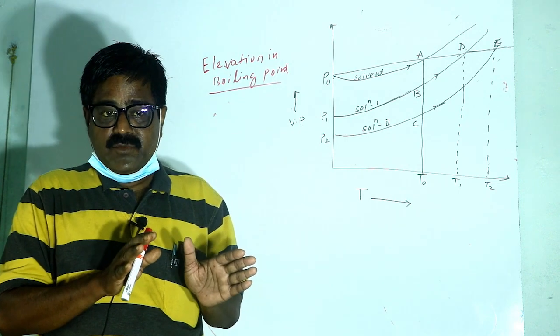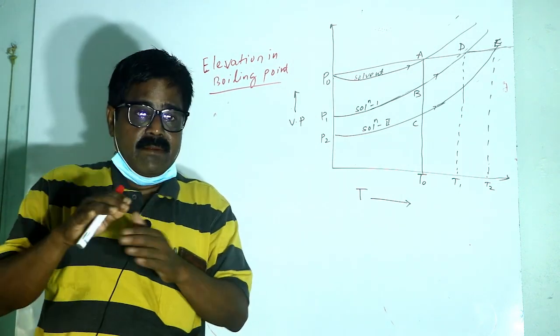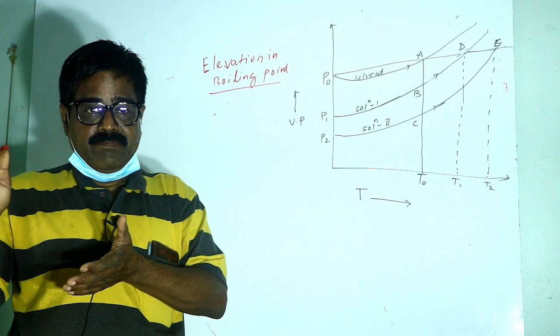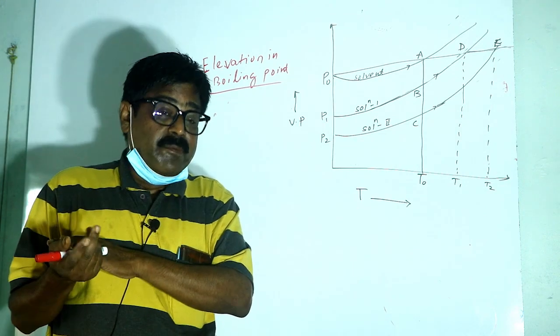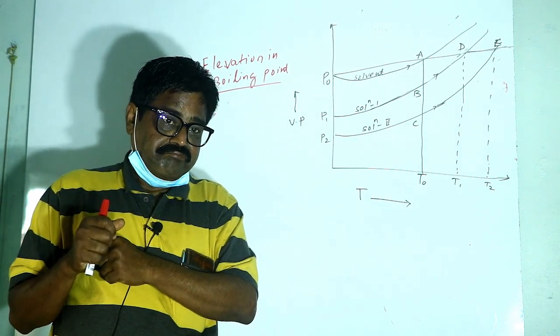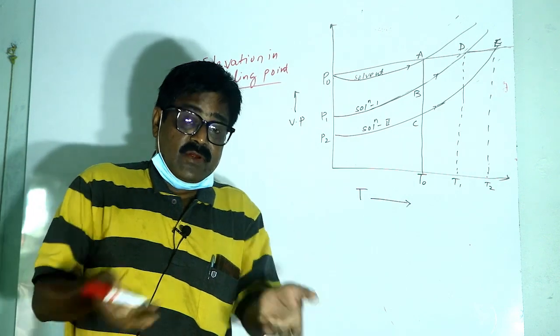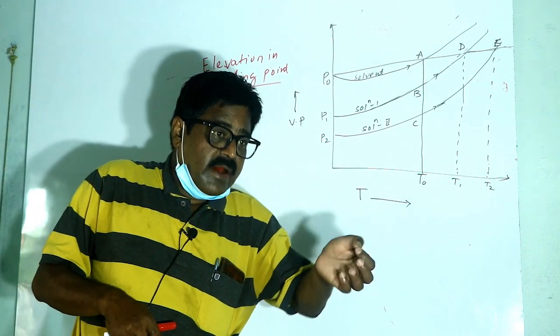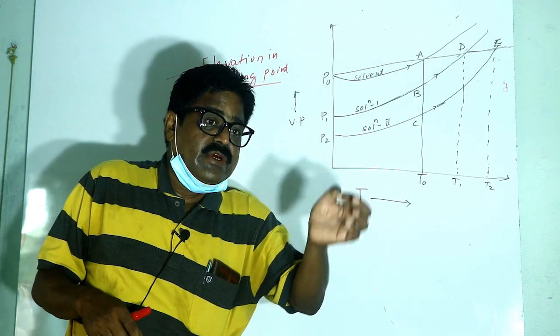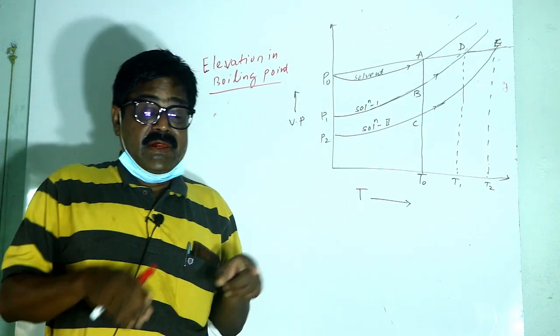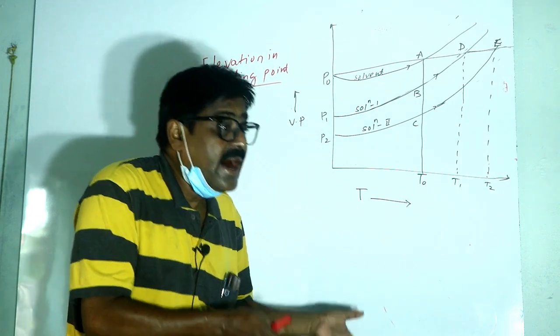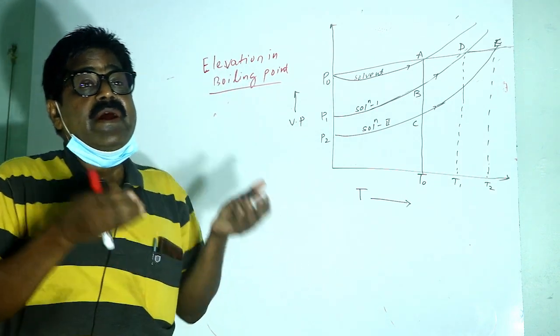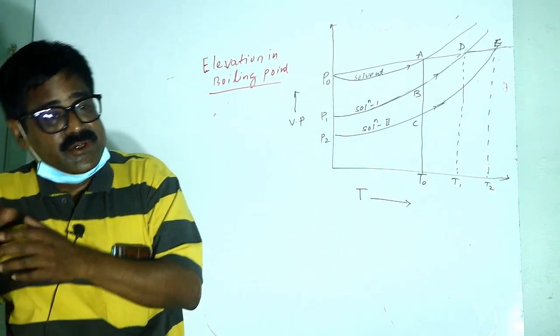That is why we are saying elevation, which means a higher boiling point of the solution. So what is the cause? The cause is obvious. When a non-volatile solute is added to the solvent, the vapor pressure of the pure solvent will be less in the case of the solution.